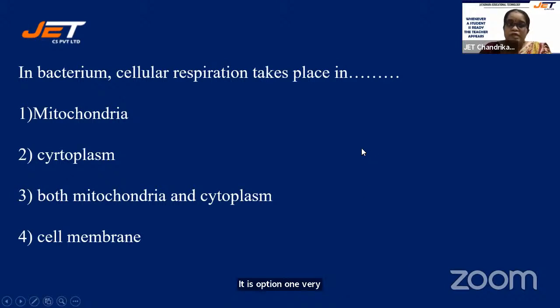In bacterium, cellular respiration takes place in.